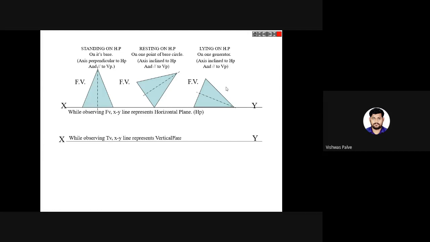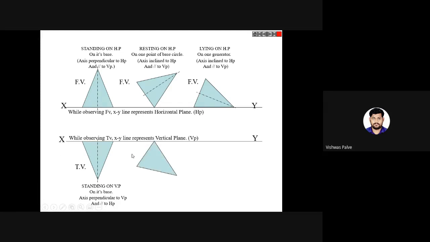Then, while observing the top view, the XY line represents the vertical plane. So this always represents the vertical plane. So this is the case too when the object is resting on VP. In that case, what will be the top view of the object? So the object is standing on VP, okay? And in the case of the top view, you will get a triangle. So it is resting on VP. The axis is perpendicular to VP and parallel to HP in this case.